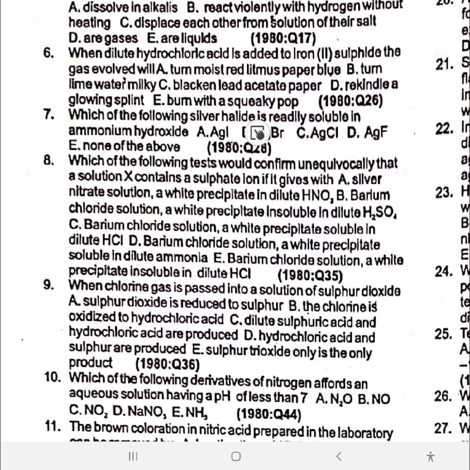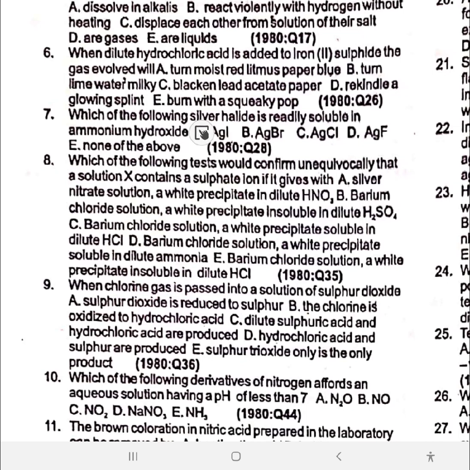Which of the following silver halides is readily soluble in ammonium hydroxide? So first, what is silver halide? Once you see halide, it means the compound has either chlorine, bromine, fluorine or iodine. So when they say silver halide, they mean silver and either of those elements. Silver bromide is partially soluble, silver iodide is not soluble. Silver iodide is written as AgI. Silver iodide is not soluble, while silver bromide, AgBr, is partially soluble.